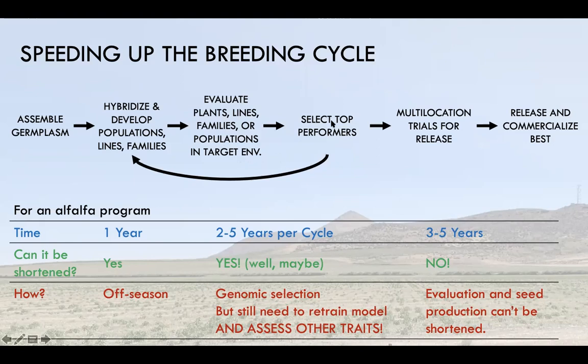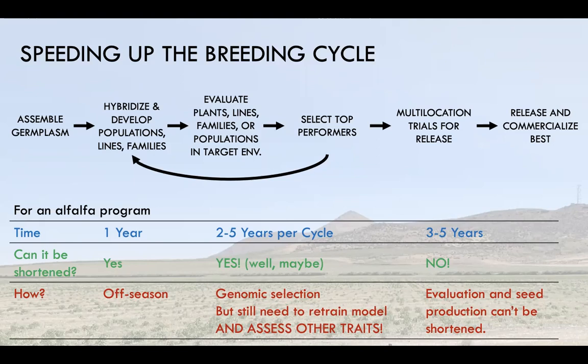Could we improve on the time it takes, the 2 to 5 years per cycle in a perennial crop? That really seems like a long time. What could we do about that? Could we improve? And yes, I think it can. Well, maybe we can do it. Here's the rub. We could use genomic prediction.